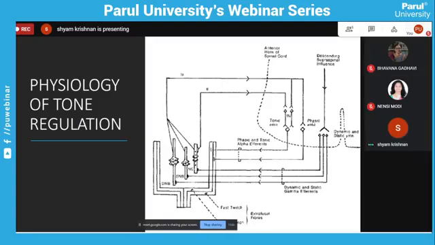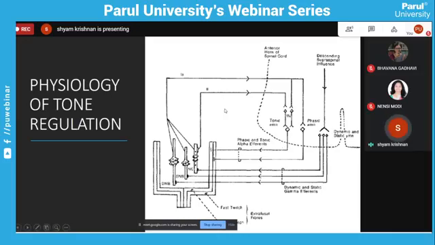So, you can see that all the activities of the phasic alpha motor neuron is regulated by the input which comes from the 1A fibers. Now, the tonic alpha motor neuron, you can see that there is no direct input from the peripheral receptors into the tonic alpha motor neuron.